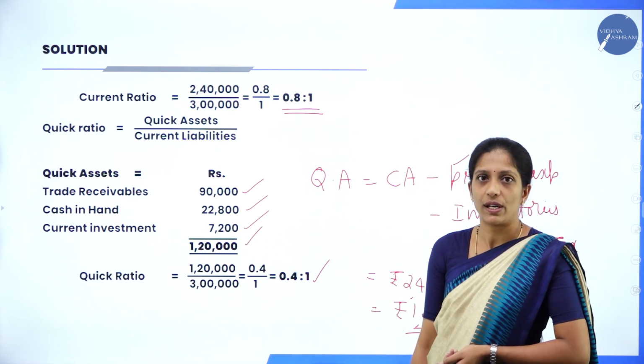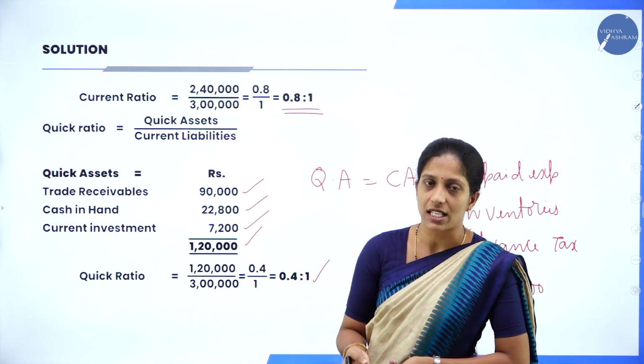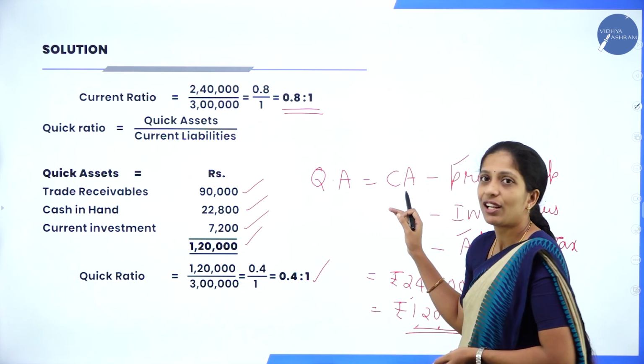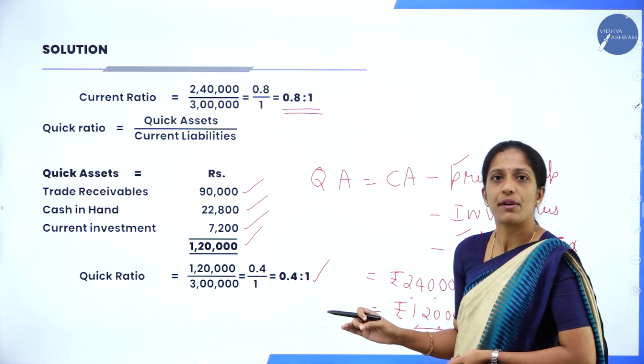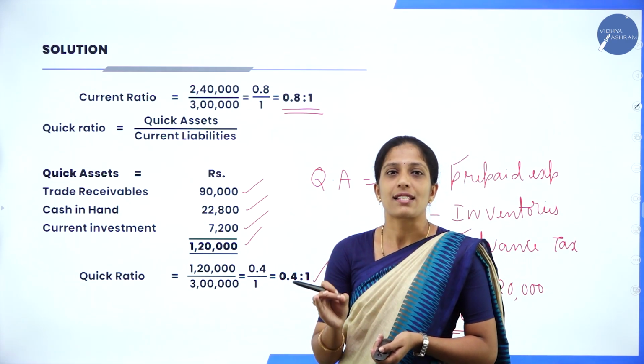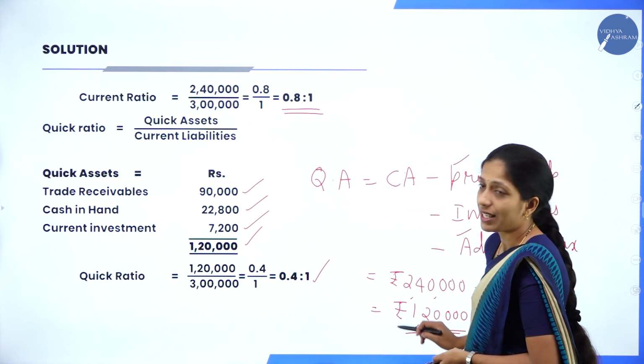Quick assets is equal to current assets minus inventory minus advance tax minus prepaid expenses. Depending upon the question, in this question they have given only inventories. They have not given advance tax as well as prepaid expenses. So you will just take current assets minus inventory, and you will get rupees 1,20,000 only.